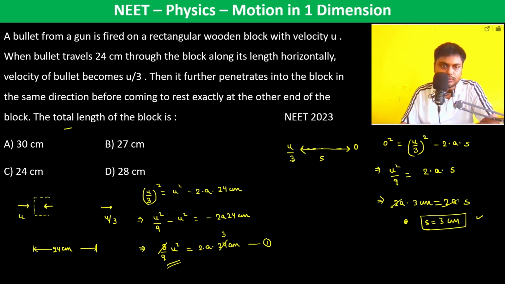So therefore the total length of the block is going to be, so already 24 centimeter it had traveled. Now 3 centimeter more it is going to go. So therefore the total is 24 plus 3, which is 27 centimeter.